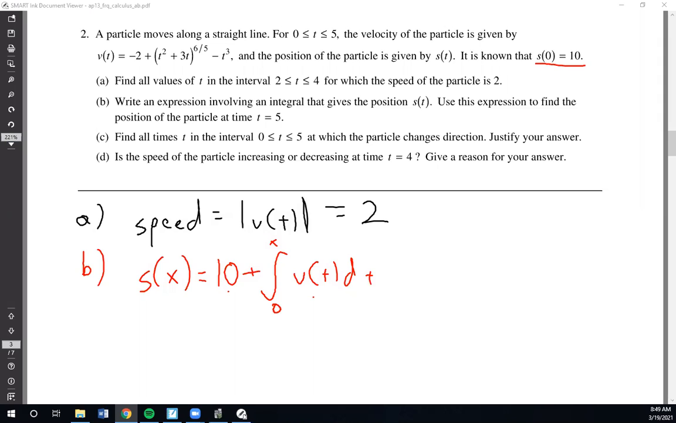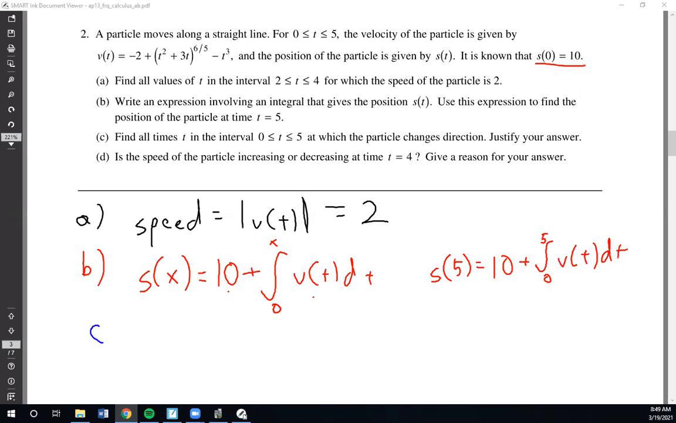And then we want to find s of 5. S of 5 is 10 plus, we're just plugging in 5 for x. So that means that 5 goes in that top bound of the integral. And then that's where the calculator is going to come in. And keep in mind, you can write v of t. You can write that function. You don't have to write this big long equation every single time. It's v of t, so we can just use v of t to refer to it every time we need to refer back to it.